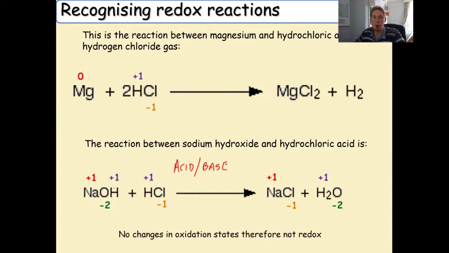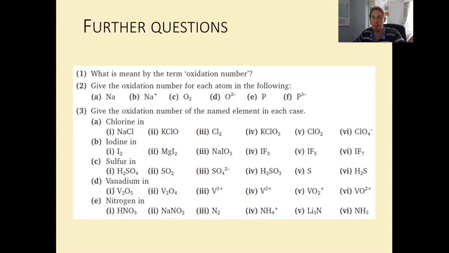However, the first one, you can see that magnesium has gone from 0 to +2, chlorine's gone from -1 to -1, so that hasn't changed. Hydrogen +1 to 0, so that is redox. And whenever you're asked to find a redox reaction quickly, look for anything where an element goes into a compound, because that almost certainly will be the redox reaction.